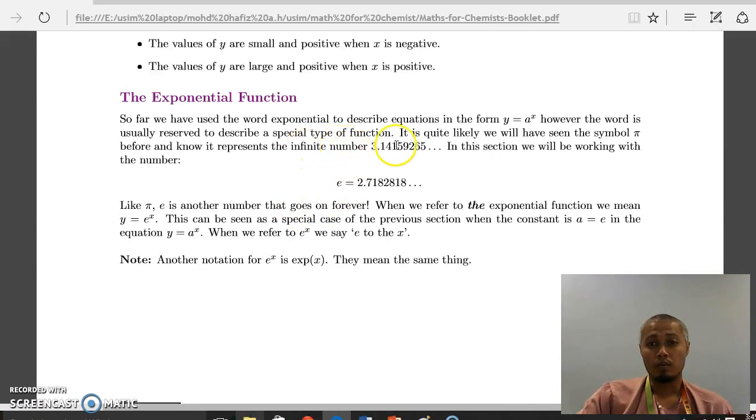Okay, previously we have learned about pi, where pi is equal to 3.1415926. In this topic, exponential, e, is equal to 2.7182818. So we have a value here, we have a constant here. In other words, we replace a with e, then we will get y equals e to the power of x, or we can also state it like this, exp(x).